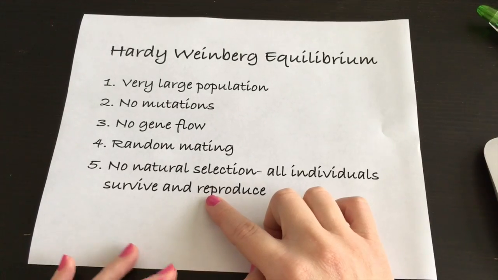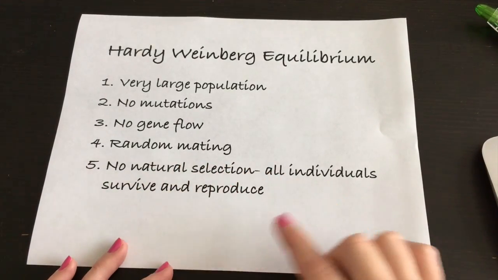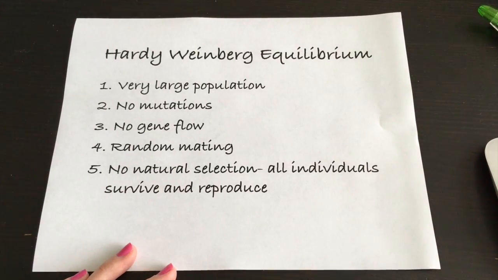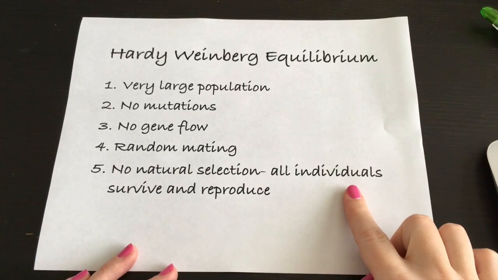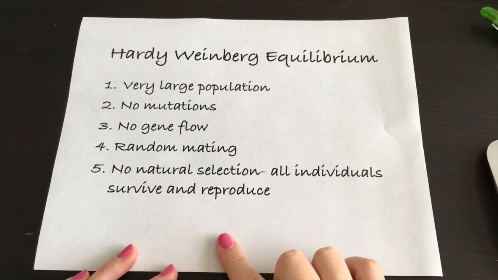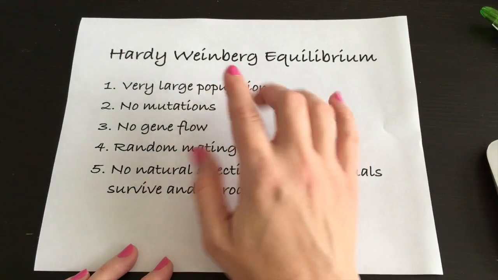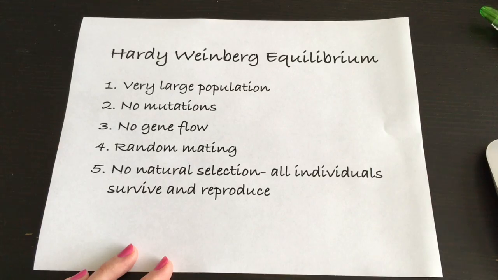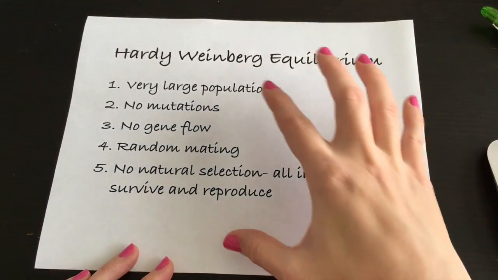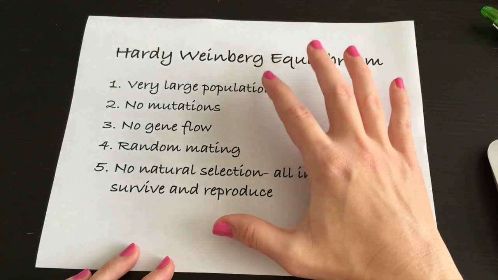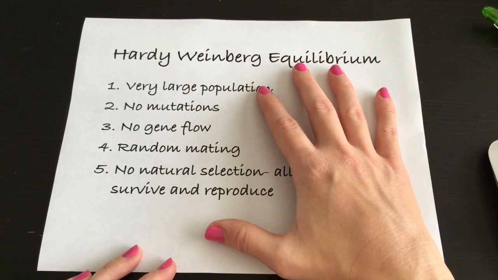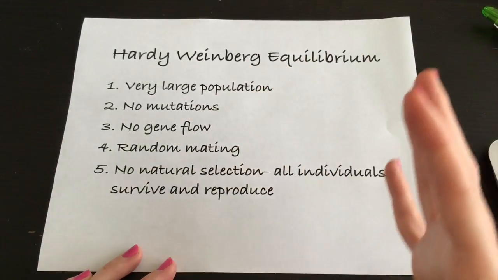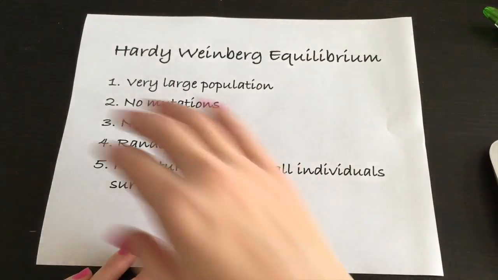The last one is no natural selection. All individuals survive and reproduce. So in a real world situation, not all individuals survive and not all individuals reproduce. But to be at a Hardy-Weinberg equilibrium, you have to have all these conditions. Now, for this you want to be able to control the alleles. We don't want to introduce new alleles, and basically the alleles should stay constant within each generation. So let's take a look.